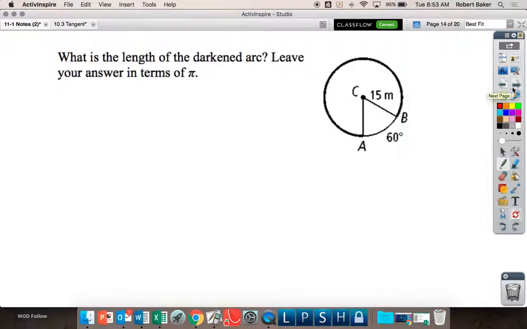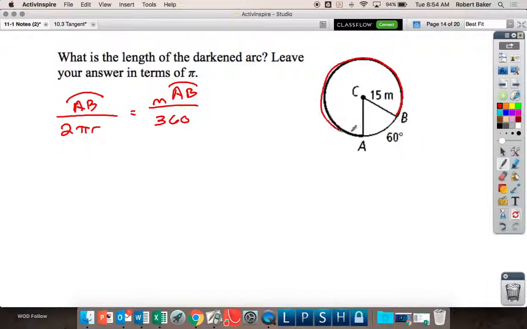And here's what the problems look like. It says, what is the length of the darkened arc? Leave your answer in terms of pi. So remember, we're trying to do arc length of AB over the circumference equals the measure of arc AB over 360. So just kind of fill out what we know. Do we know how long in meters this darkened arc is? No, that's going to be our x value.